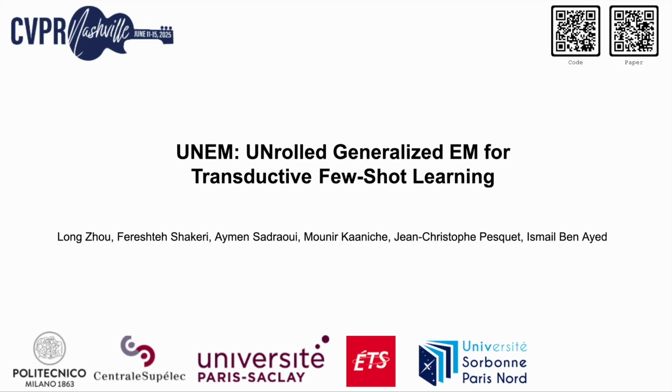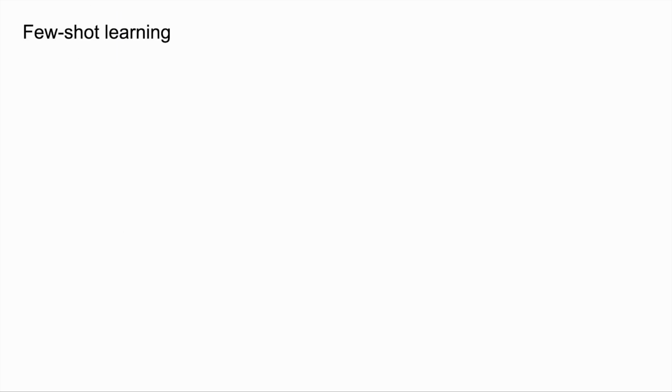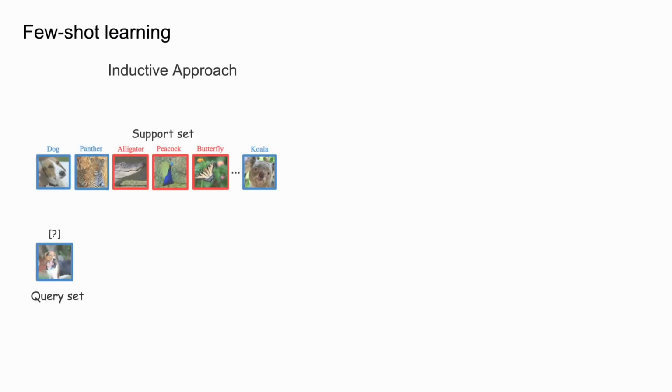In this video, we are going to present UNEM, Unrolled Generalized EM for Transductive Few-shot Learning. Few-shot learning addresses the challenge of making accurate predictions from very limited labeled data. The goal is to classify query examples using only a few labeled examples per class. These are known as support sets.